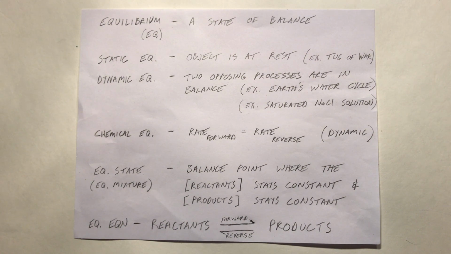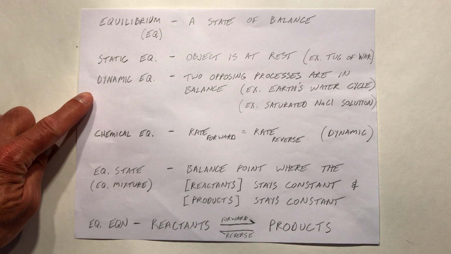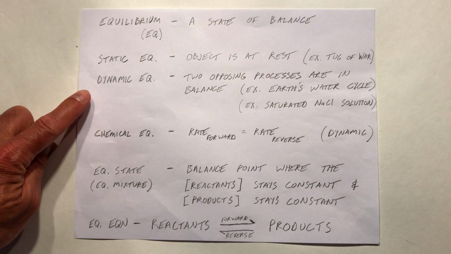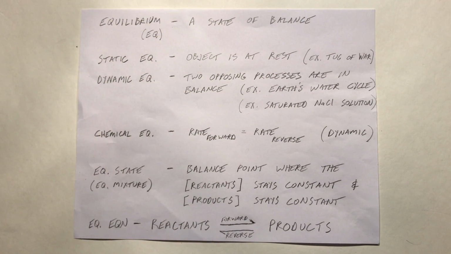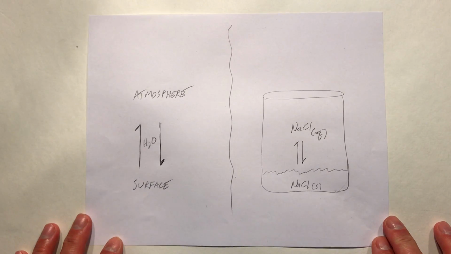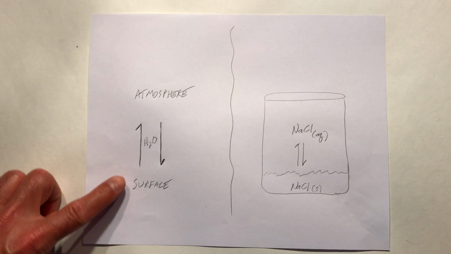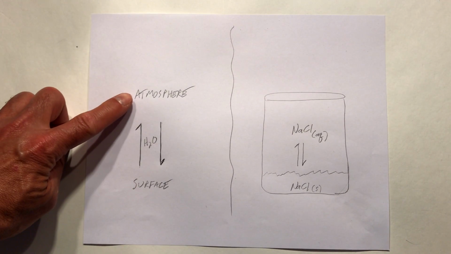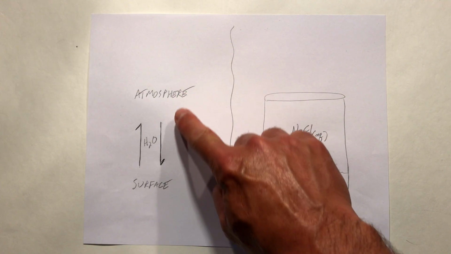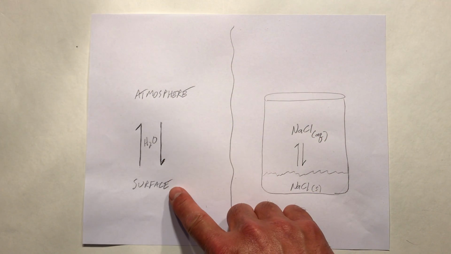On the other hand, a dynamic equilibrium is where two opposing processes are in balance. Let's take a look at two examples: the Earth's water cycle and a saturated sodium chloride solution. On the left, there's a real rough diagram of the Earth's water cycle where we see surface water evaporating and going into the atmosphere, and water from the atmosphere condensing and going back down to the surface.